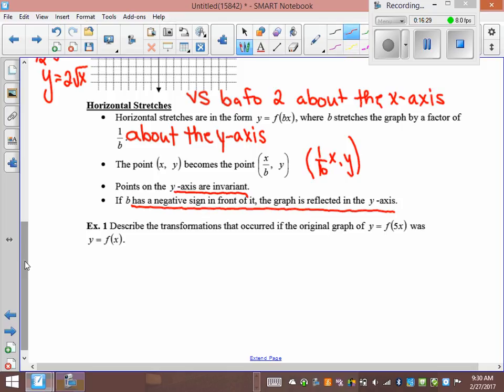So describe the transformations that occurred to the original graph if y equals f of 5x was y equals f of x before. Because it's with the x, it's a horizontal stretch by a factor of what? If it's a 5 beside the x, what's it going to be? That's 5 over 1. So what's that flipped? 1 over 5. About the y-axis.